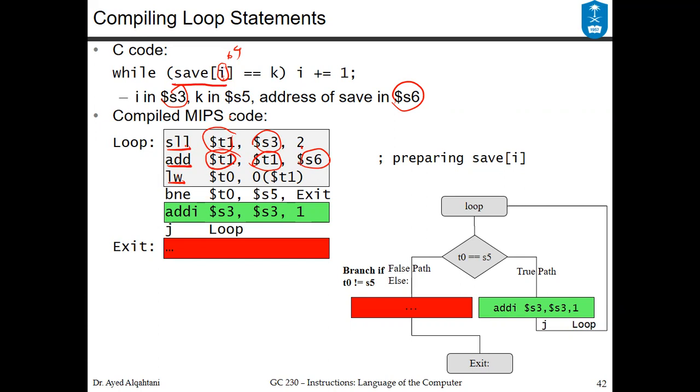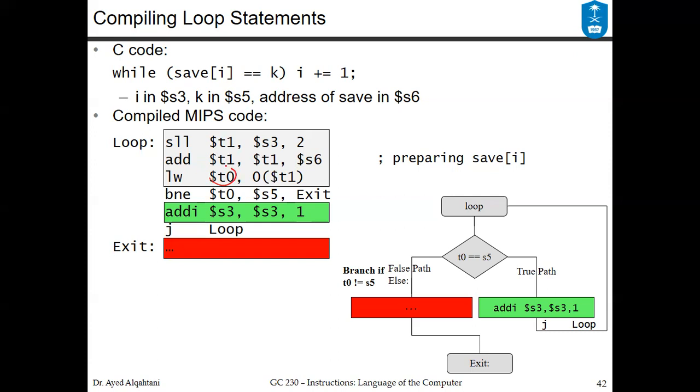Now you are ready to load the information from the location and put it in another temporary variable. To load it, you use the load instruction. Take T1, which you already calculated and prepared. And the offset is 0 because you already added the offset to the register, so no need to use another offset. And then load the data that was in this location in memory and put it in T0.